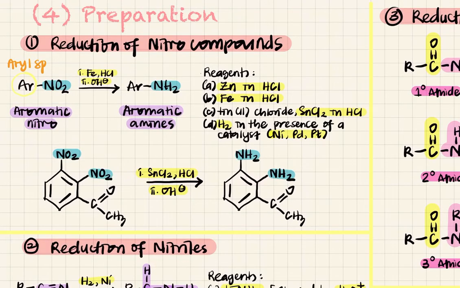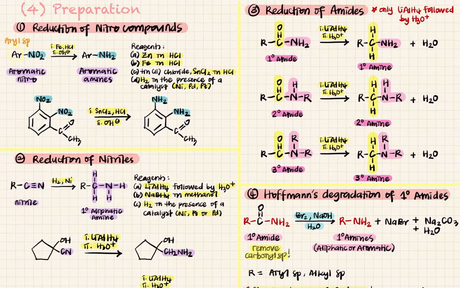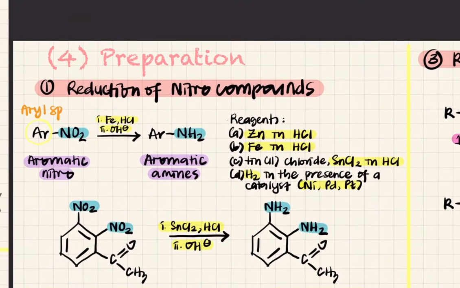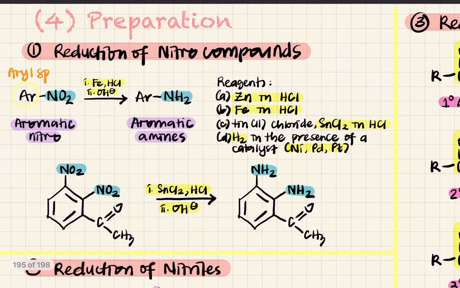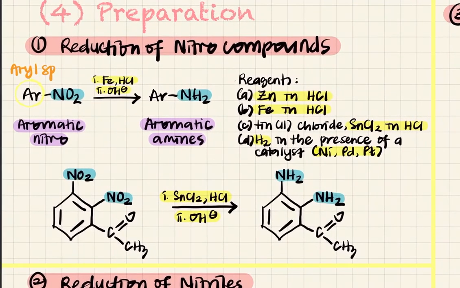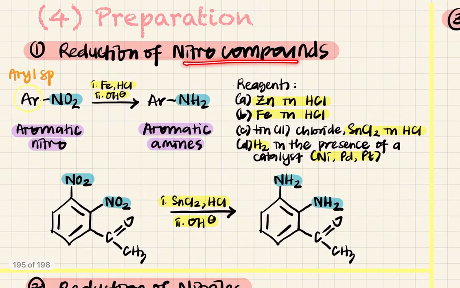Alright guys, so now we're going to look at the preparation of amines. Okay, so there are 4 ways for you to prepare your amines. So we're going to look at it one by one. Okay, sikit je. Okay, so the first way for you to prepare amine is by reduction of nitro compounds. So reduction maksudnya awak akan buang oksigen, tambah hydrogen.